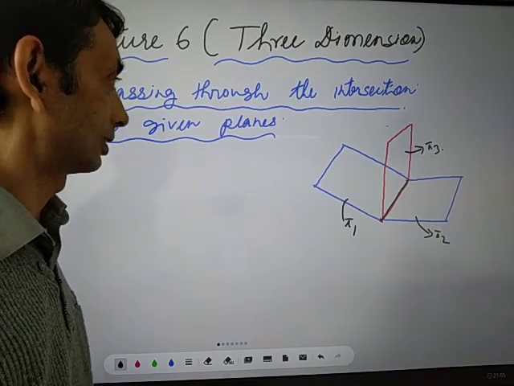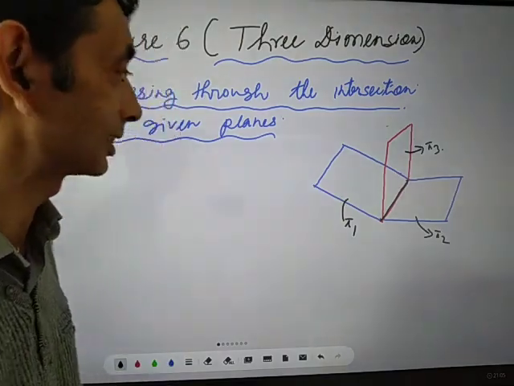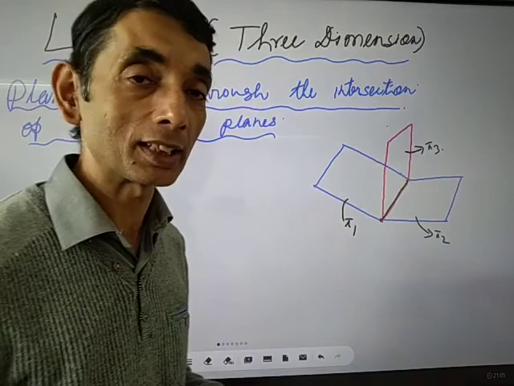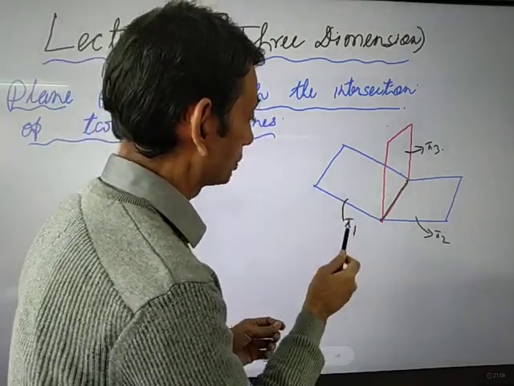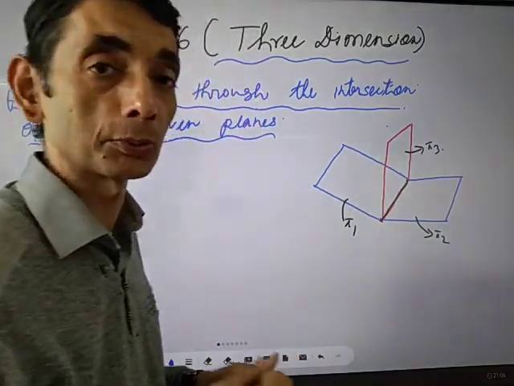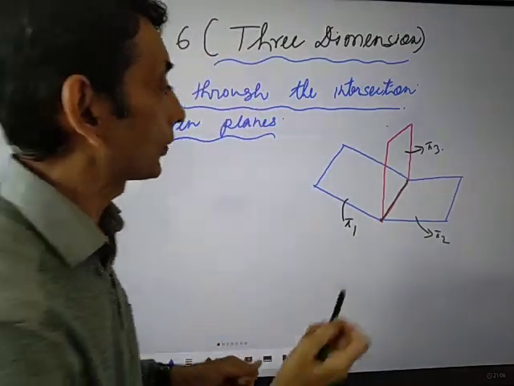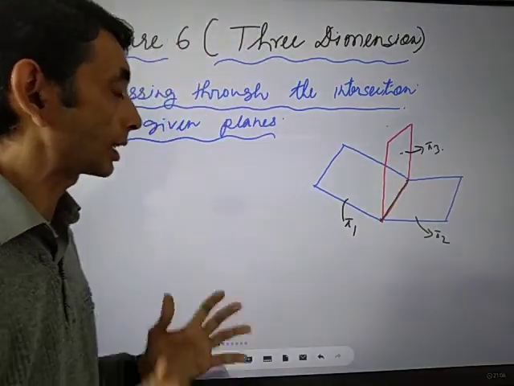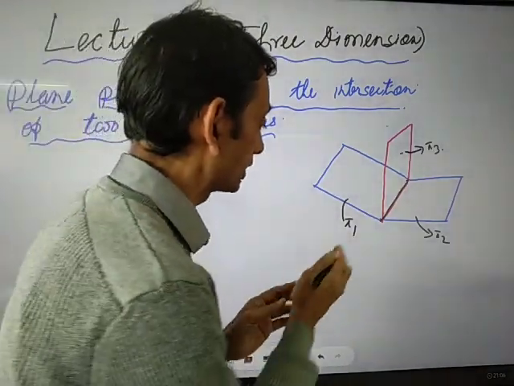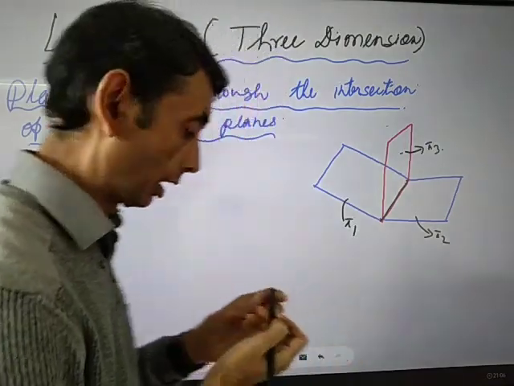The first concept that we are going to discuss is the equation of a plane that passes through the intersection of two planes. Here we have taken two planes, pi1 and pi2. We need to find the equation of this plane, that is pi3. For that, we'll take the equations of planes pi1 and pi2. So let's start.